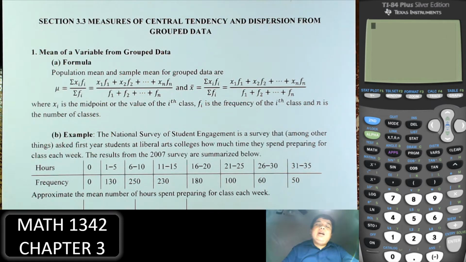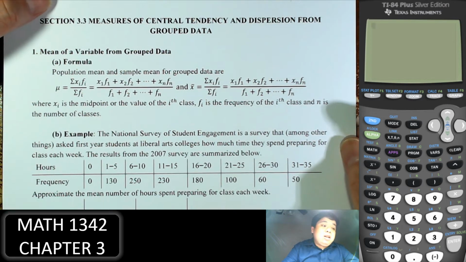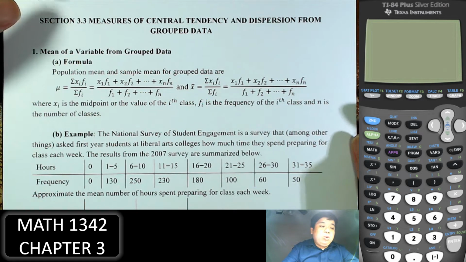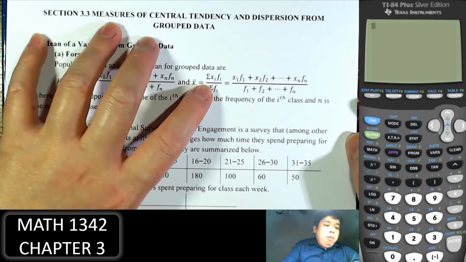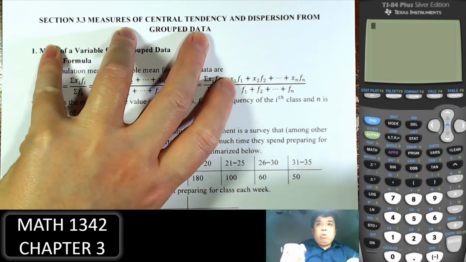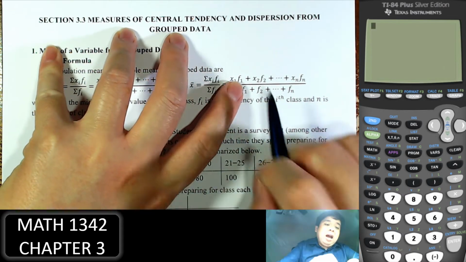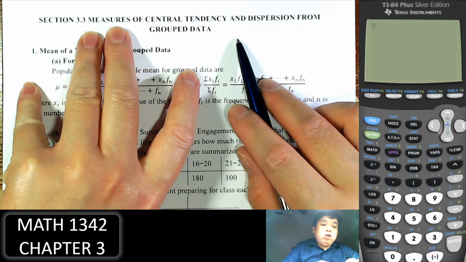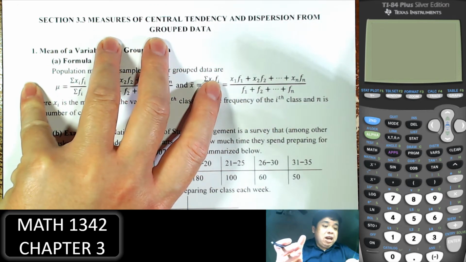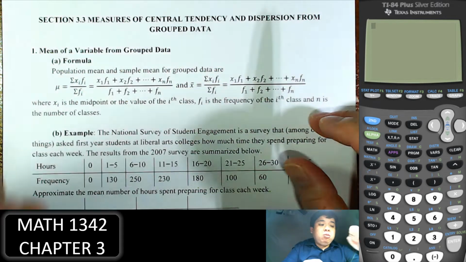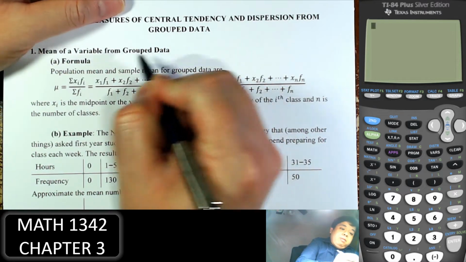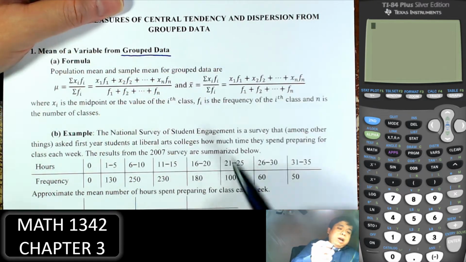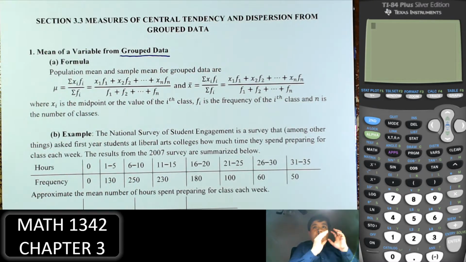Hi everybody, welcome to another video in statistics. We continue chapter 3, measures of central tendency, which are the mean, the mode, and the median, and measures of dispersion, that's the standard deviation and variance. But this time we have grouped data. Grouped data is where we have an observation that occurs more than once.